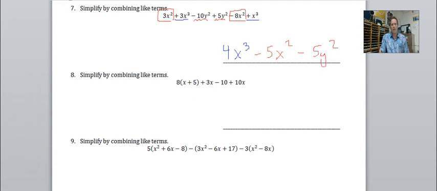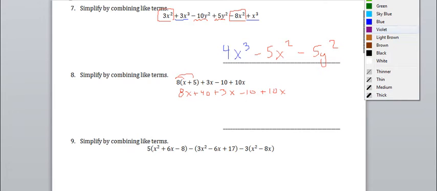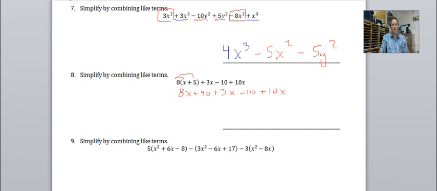We're doing the same thing on 8, but first I have to distribute. So 8x plus 40 plus 3x minus 10 plus 10x. All the ones that have an x, we're going to combine together. So that's this one, and this one. When we combine all those together, we get 21x. The ones that don't have an x, we combine those together, and that's going to give us a plus 30.